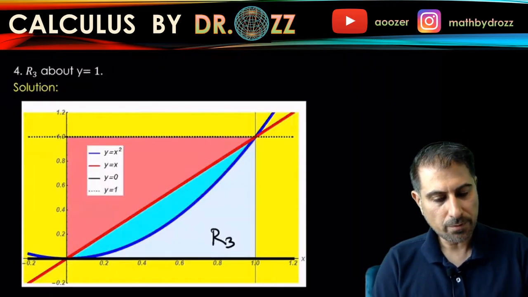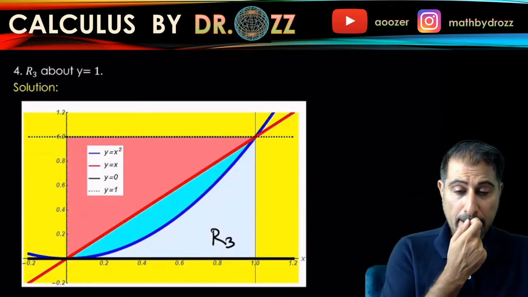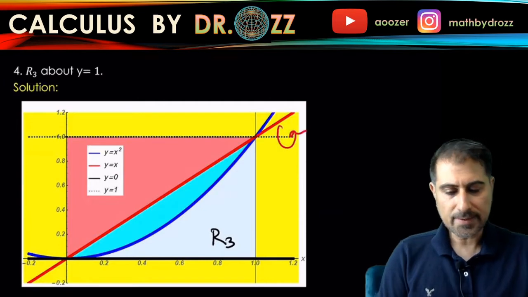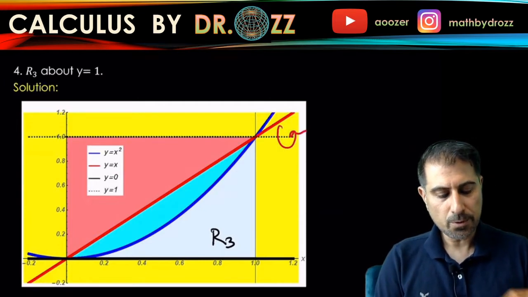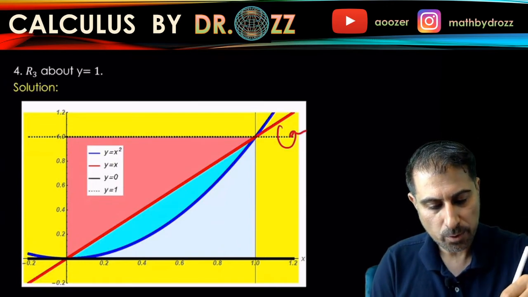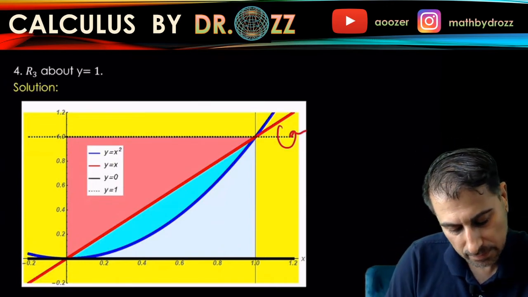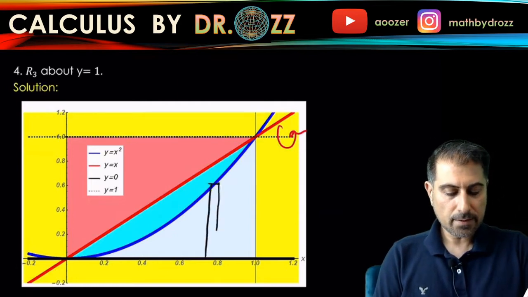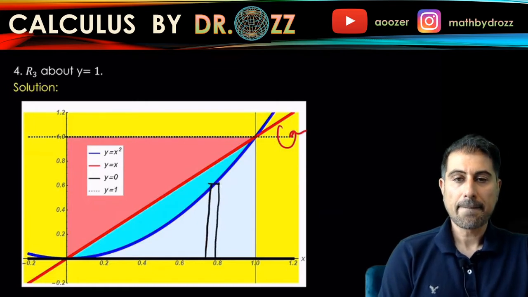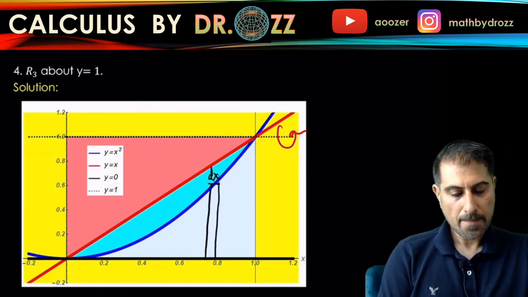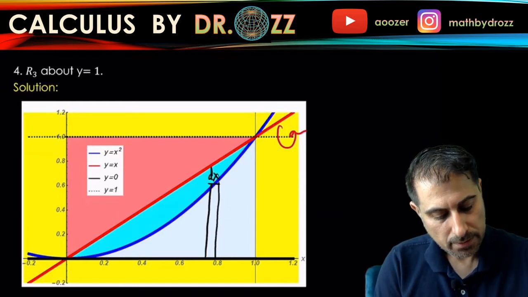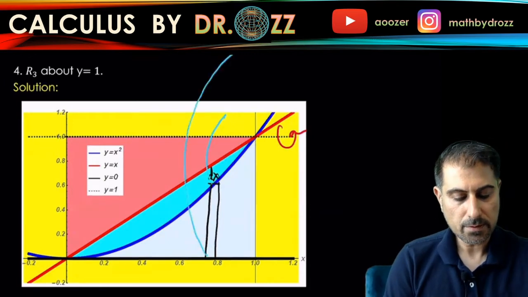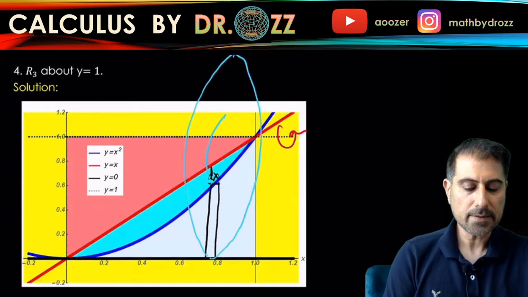So we're going to revolve everything around the y equals 1 line, and we're going to use the washer method. That means we're going to take a slice perpendicular to y equals 1, so we get a vertical slice with thickness dx. And after the revolution, it's going to look like this, something like this with thickness dx.